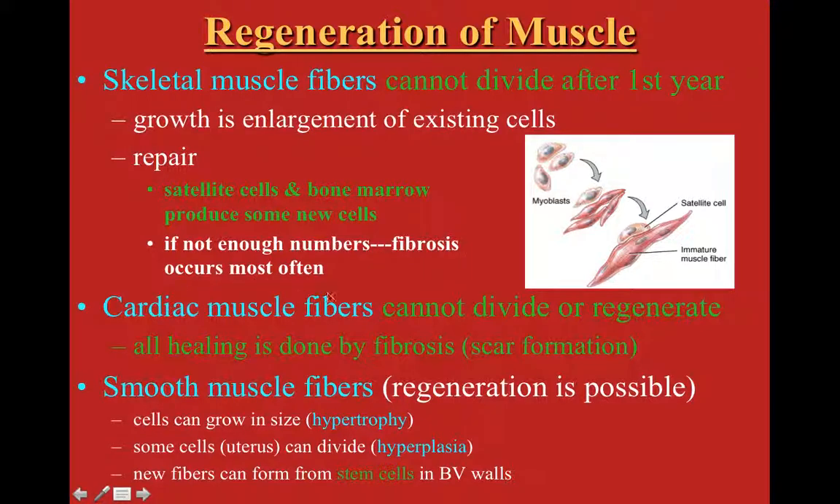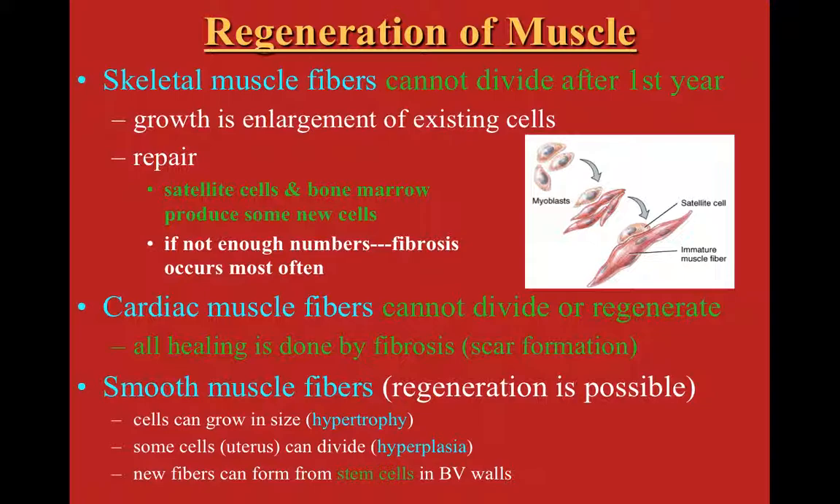Cardiac muscle fibers cannot divide or regenerate. Your heart is what you have. It is what it is. And all of the healing is done in the heart by fibrosis, which is scar formation. That's why whenever somebody has to have open heart surgery, the tissue around the heart has been damaged because of poor diet or whatever, and the healing that took place was fibrosis, scar tissue. And after that happens, your heart doesn't work properly, so if it gets bad enough, open heart surgery is necessary.